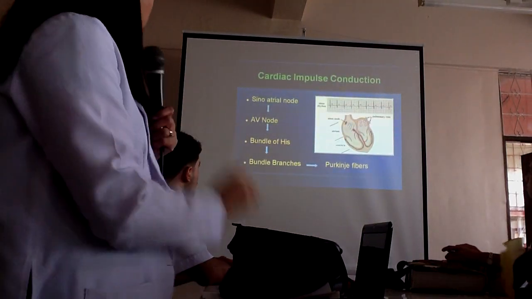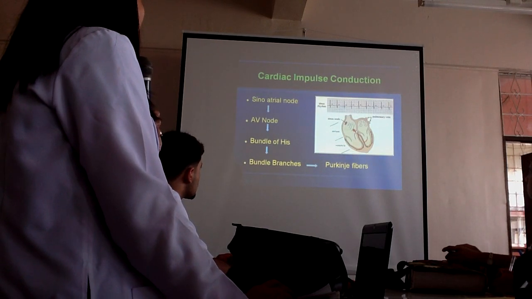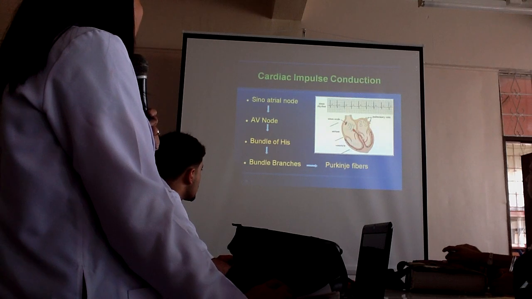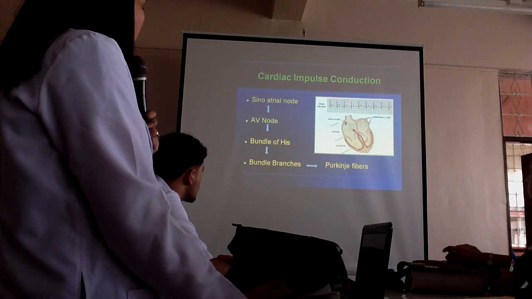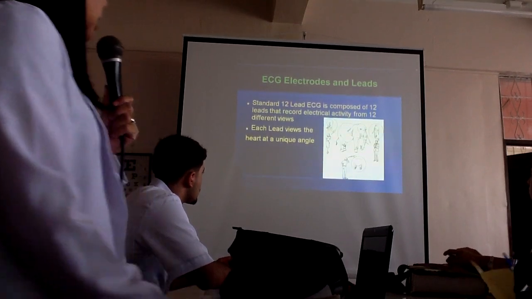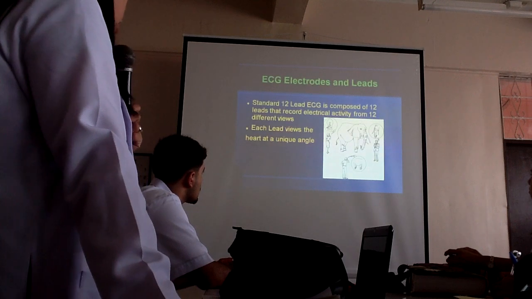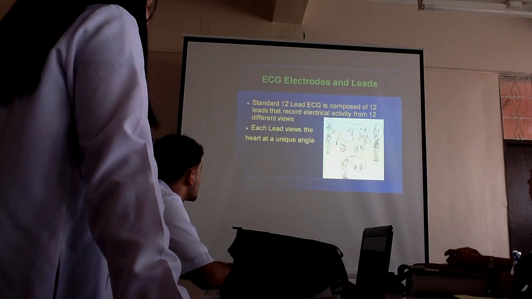So again, you have your cardiac impulse from your sinoatrial node going to your left atrial, to your AV node, and then passes through your bundle of His, and then your bundle branches, and then your Purkinje fibers. So your standard ECG is a 12-lead ECG, composed of 12 leads that record electrical activity from 12 different views.